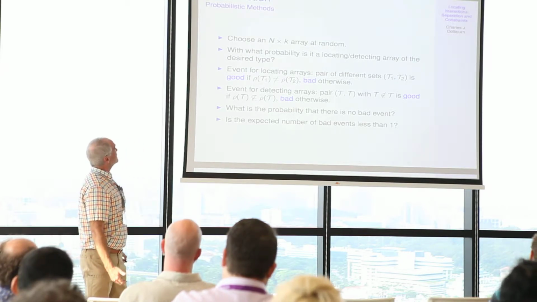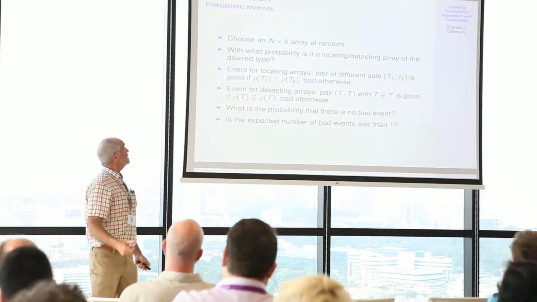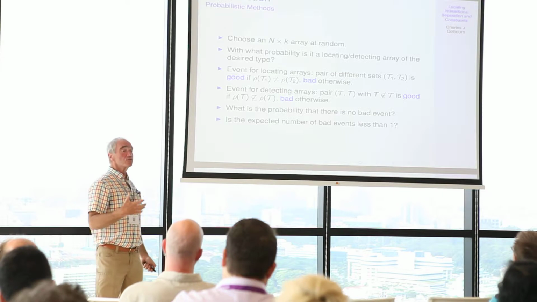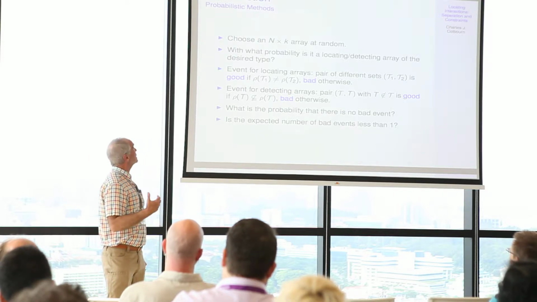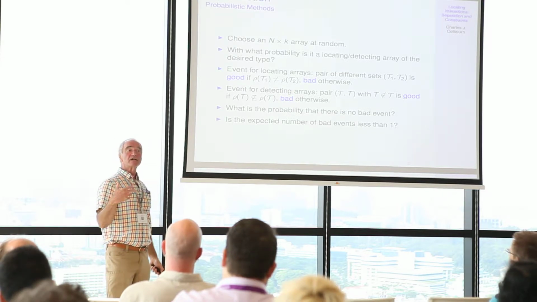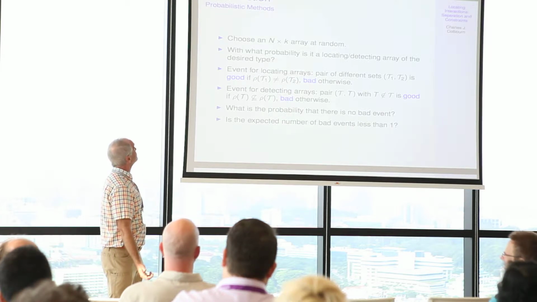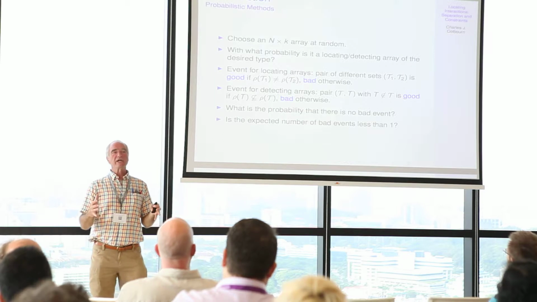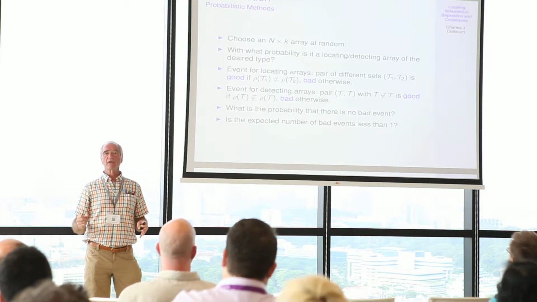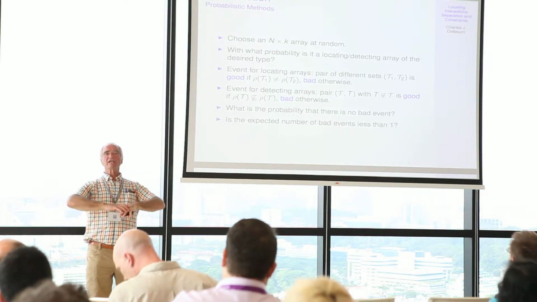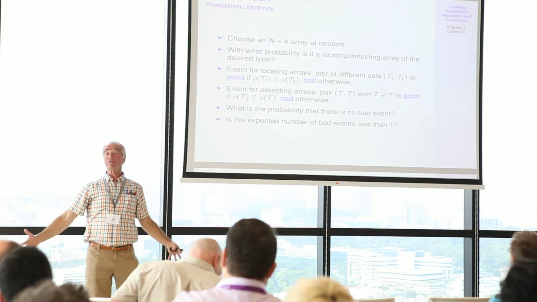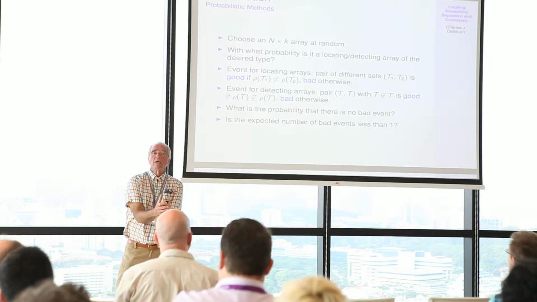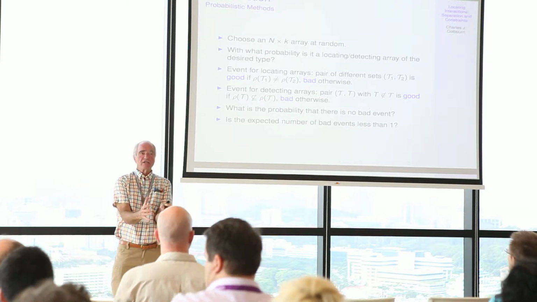So what's the idea here? Choose an n by k array with all the entries chosen at random, and then try and assess what's the probability that it is a locating or detecting array of the desired type. And so what we need to think about is how are we going to calculate that probability? Well, what I want to do is I want to take this large compound event of it being a locating array and break it down into a number of small events.